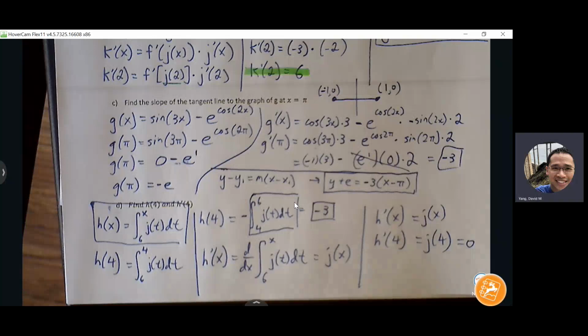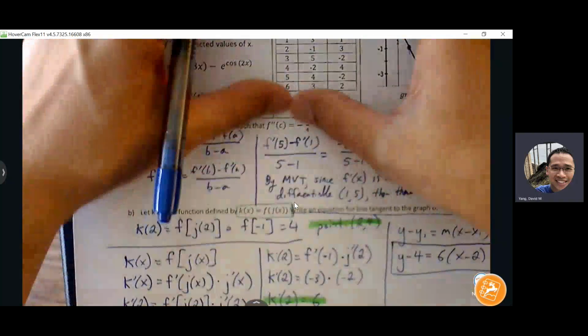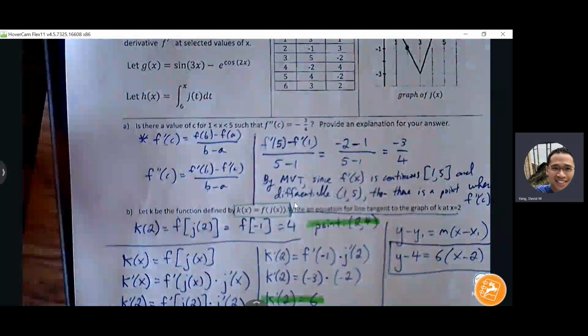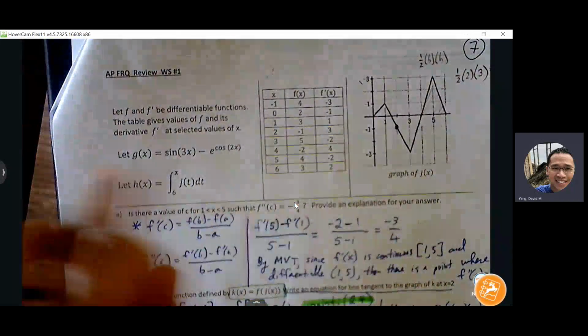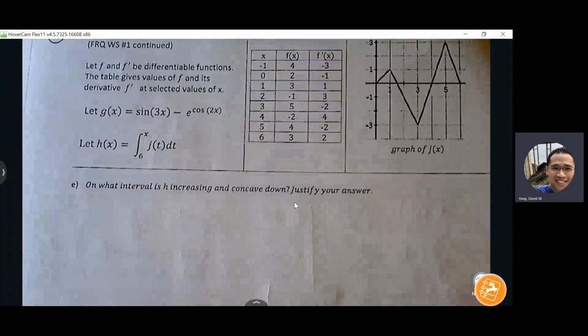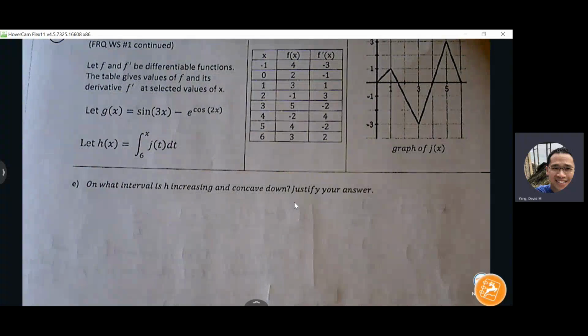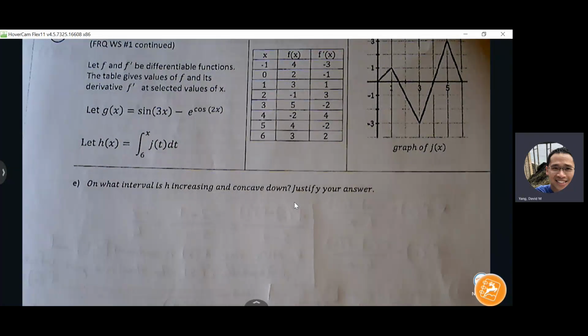Okay, next page. It's going to be the same stem, but we're just going to be asking more questions involving the stem. So let's go to the back page. Still the same piece of information that's given. But we're really able to just review a bunch of material from first semester just with this one FRQ problem. Okay, part E, on what interval is h increasing and concave down?